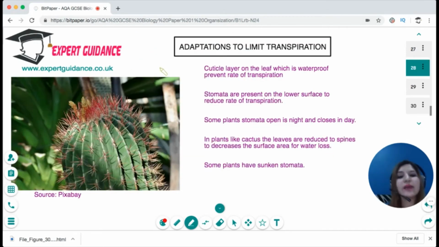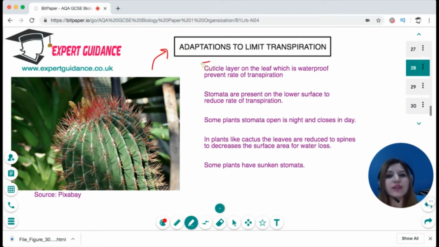So we assume all the water that it is taking up is equivalent to the rate of transpiration of water. Okay, now transpiration is a necessary evil. Why? Because transpiration is required for the uptake of water, but it can also cause the plant to unnecessarily lose water, and it can wilt and droop.